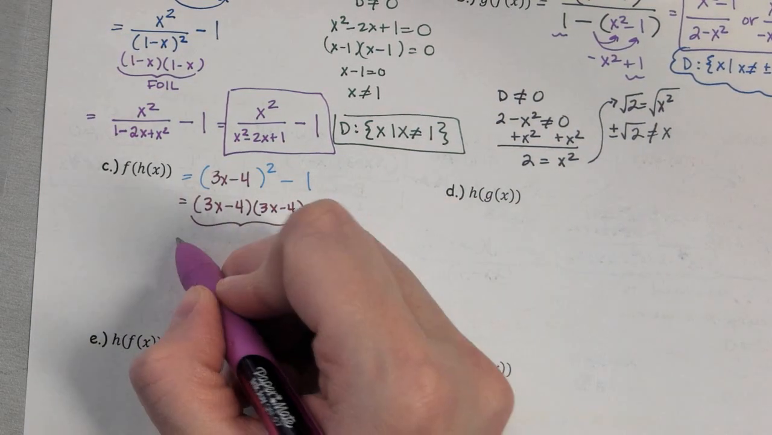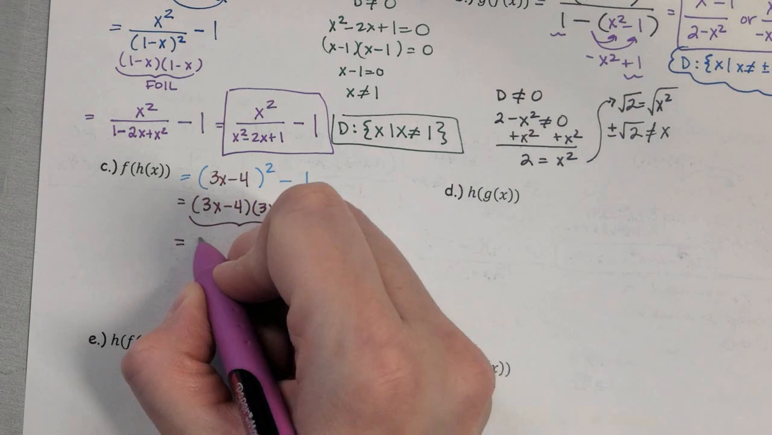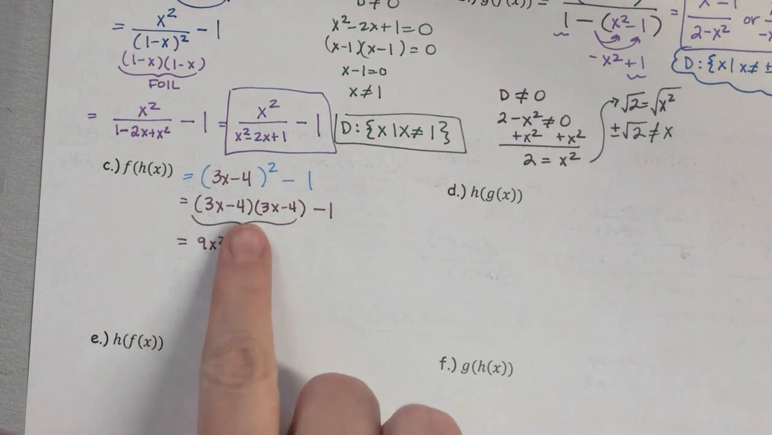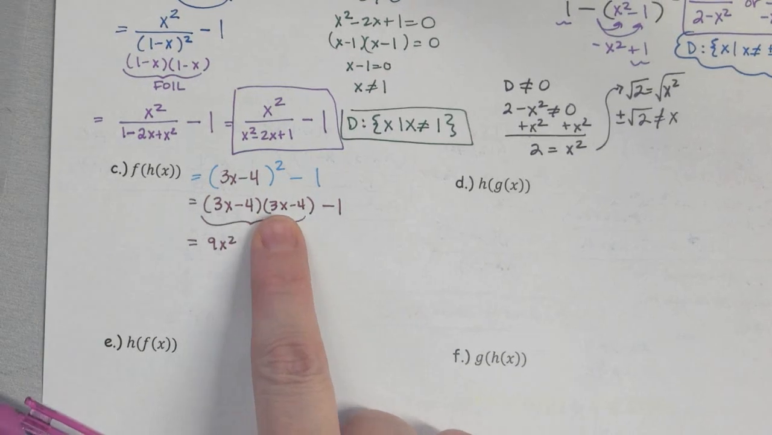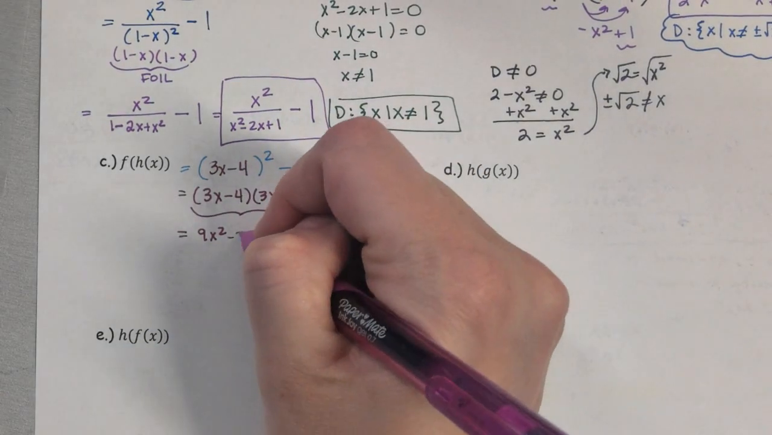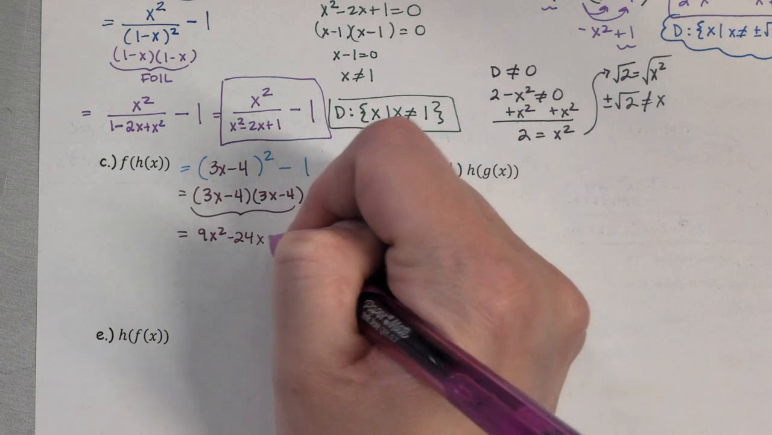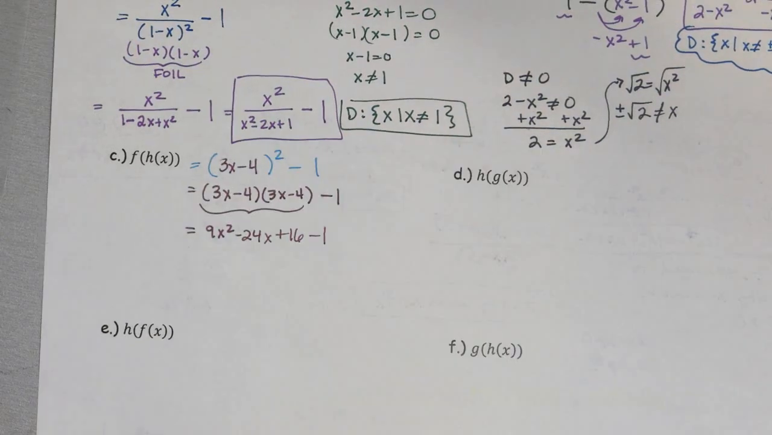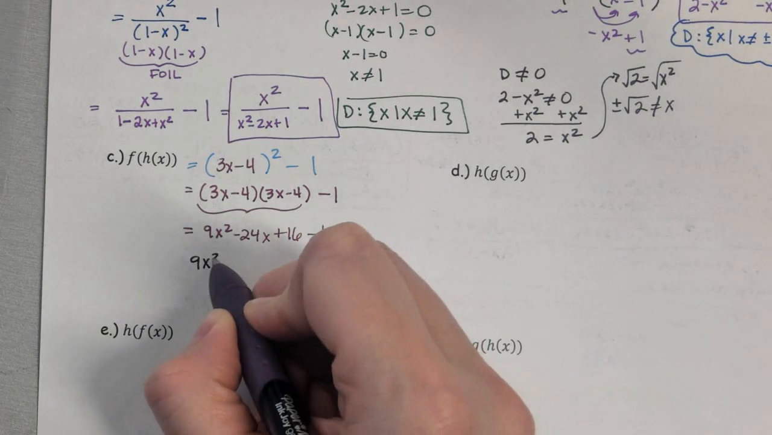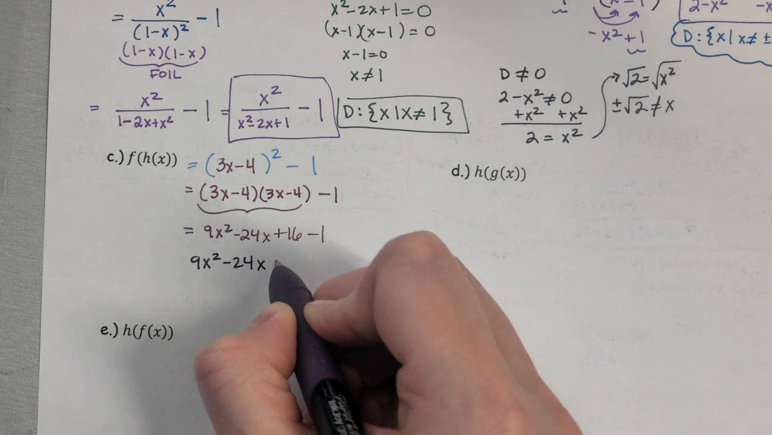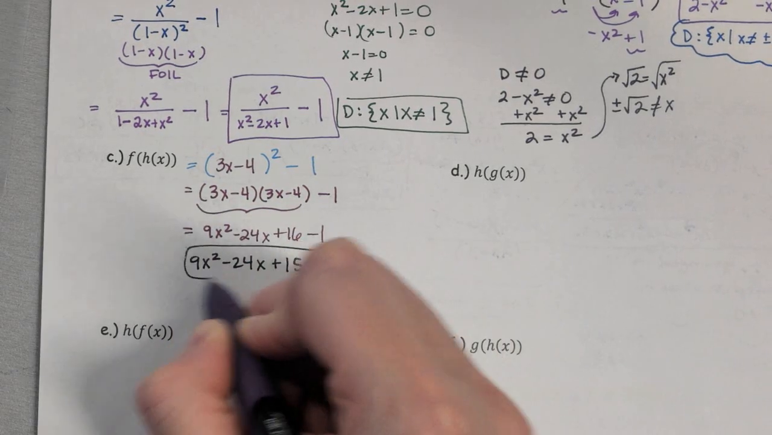Okay, so when you FOIL those, 3x and 3x is 9x squared. What's the nice thing about this? It's the same thing on the inside and outside. So negative 12 and negative 12 is negative 24. Negative 4 and negative 4 is 16. And then you still have that minus 1 on the outside. So then 9x squared minus 24x plus 15 should be your final answer.